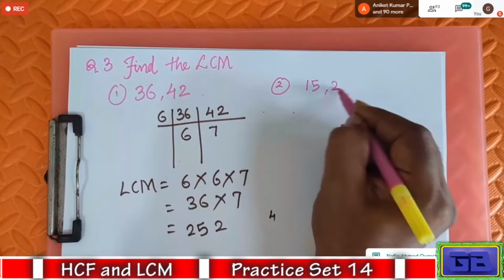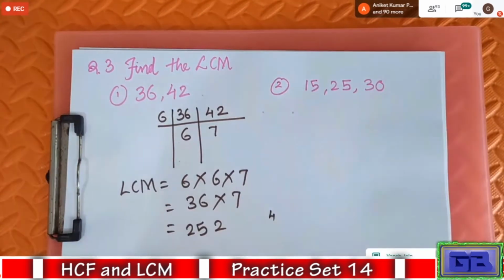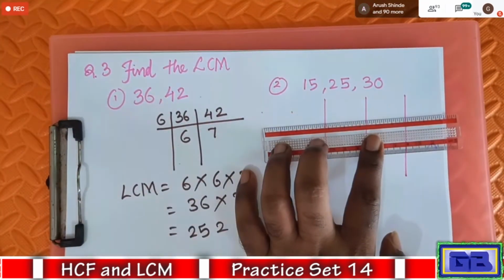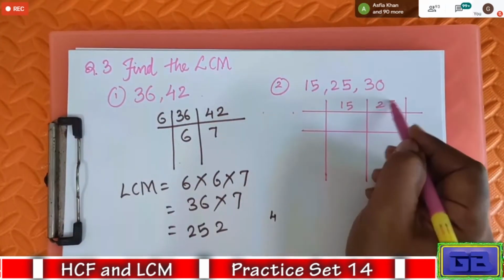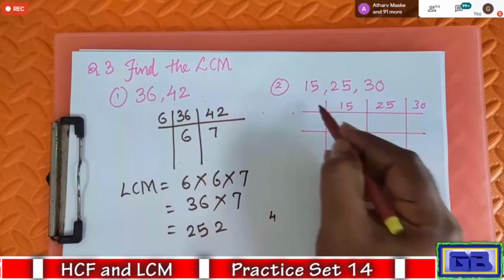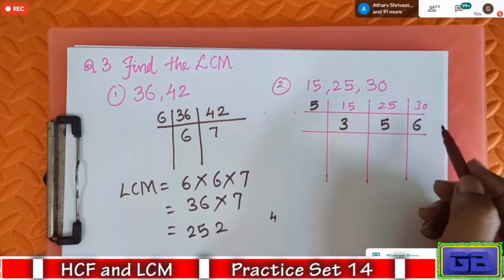15, 25, 30. All 3 numbers are divisible by 5. 5 threes are 15, 5 fives are 25, 5 sixes are 30.